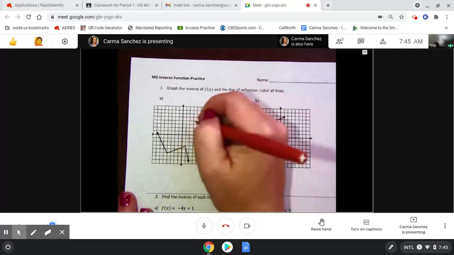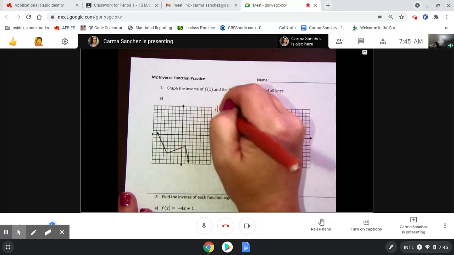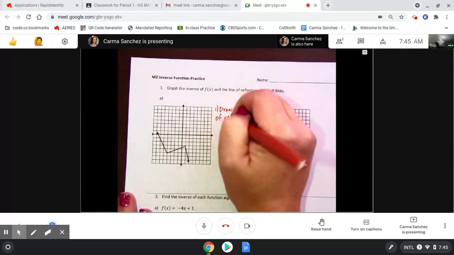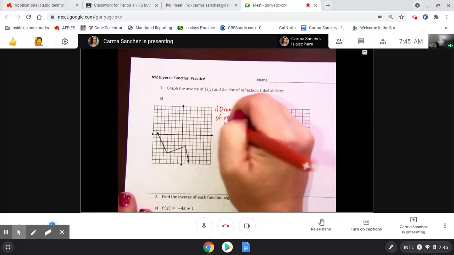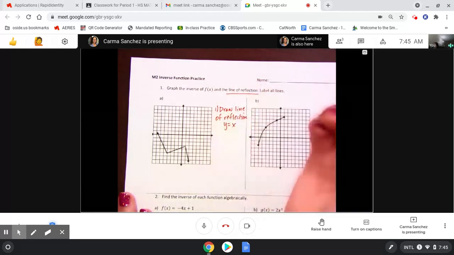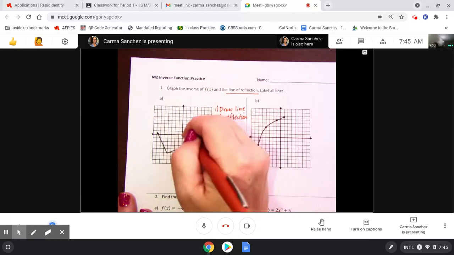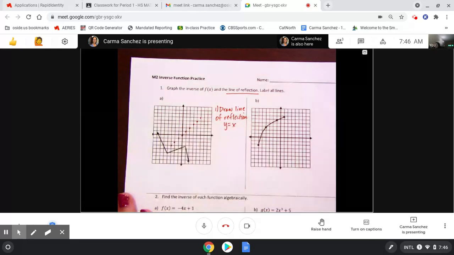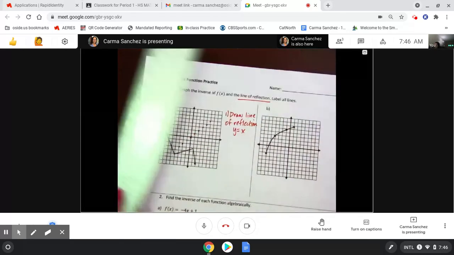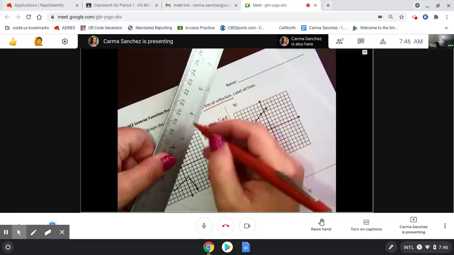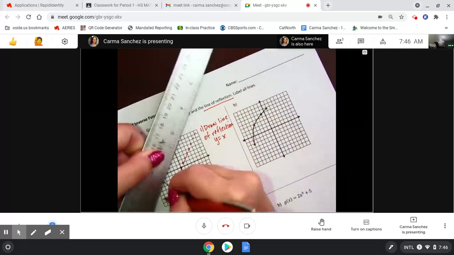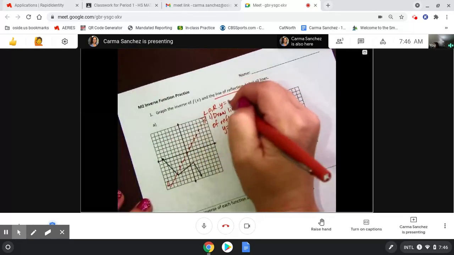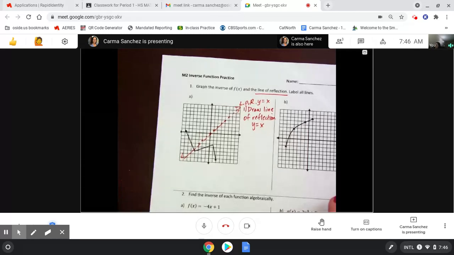So when we're graphing these, step one is going to be to draw a line of reflection, which is always going to be through y equals x. So we put a dot at the origin, go up 1, up 2, up 3, and back, etc. And then connect that with a dashed line, and we titled that the LOR, the line of reflection of y equals x. Okay, so there's my starting point, my line of reflection.